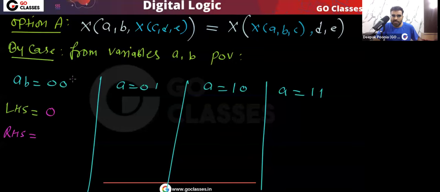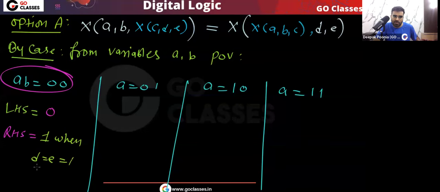So finally I can say that here I got a counter example. If I put AB equal to 0 0, and if I put DE equal to 1 1, then RHS will be 1 and LHS will be 0. Did you get it? So you can see AB equal to 0 0, LHS will be 0, and RHS will be 1 when DE equal to 1. Okay, so that's it. I can just eliminate this option A. This option A has been eliminated because I found a counter example.